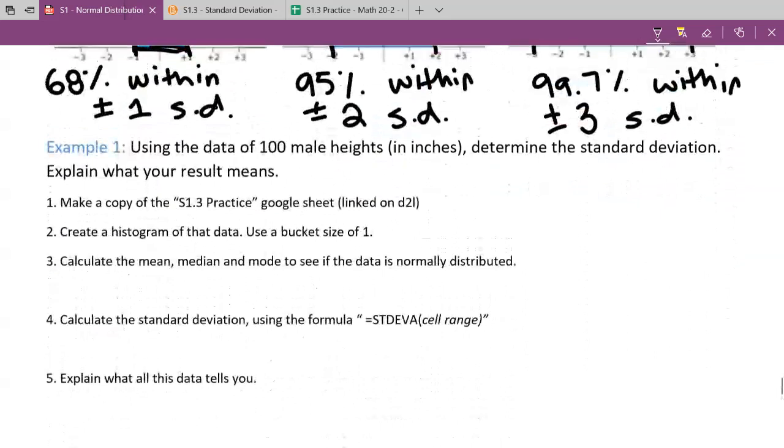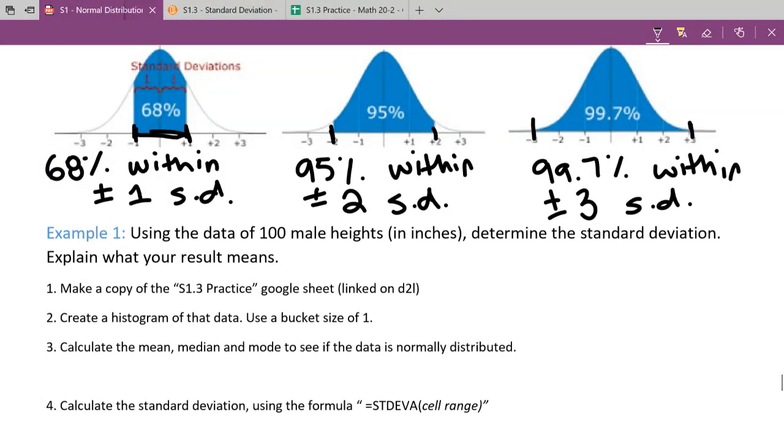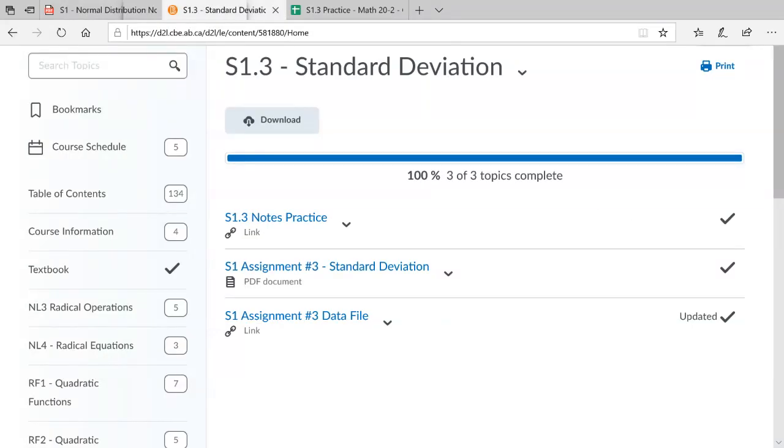So let's look at what an example of this might look like. We've collected the data of 100 male heights in inches. We want to figure out the standard deviation, right? So basically, how far above that average height and how far below that average height do I have to go for me to say that 68% of these men have a height that's within 1 standard deviation of the average? So we're going to get our Google Sheet, again, finding that on our D2L shell.